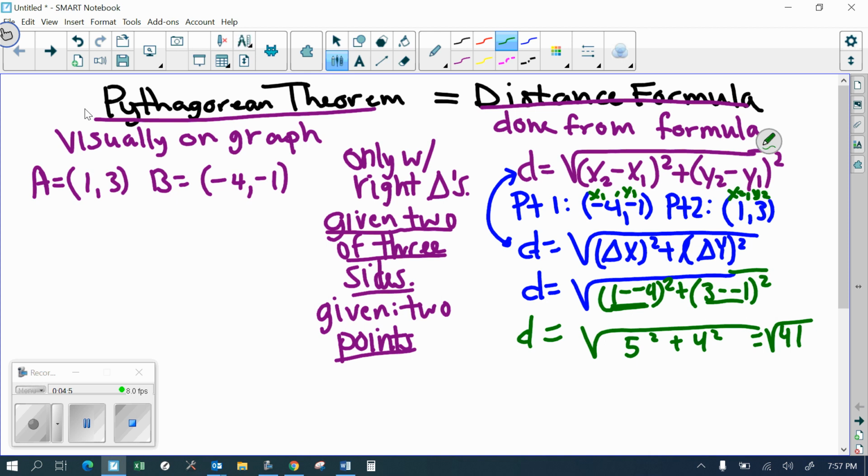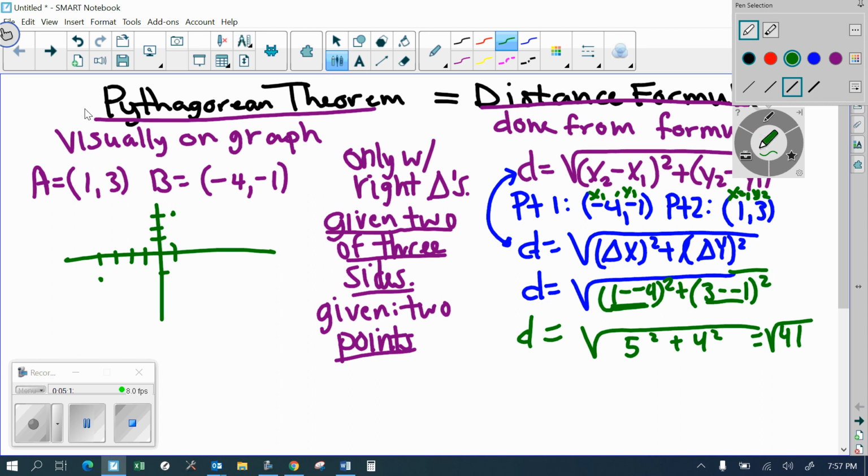So that's why I say if you're good with math and integers, distance formula is going to be quicker. If you want a visual to check in, you're slower, you're weaker with your integers, then you should use Pythagorean theorem. So I have 1, 3, and 1, 2, 3, 4, -1. I go ahead and draw a right triangle. There's always the right triangles here.